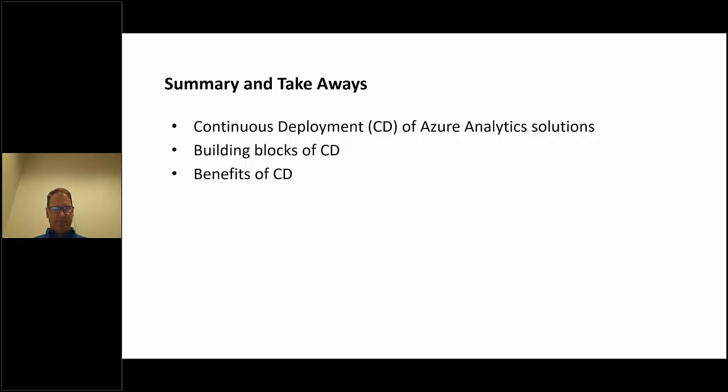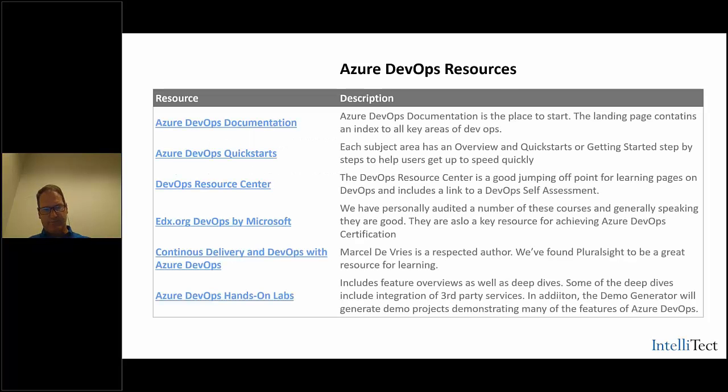So, summary and takeaways. Again, we explored the concept of continuous deployment, the fact that continuous deployment can be done with Azure analytics solutions. Everything today, we have ARM templates, we have Azure Cloud Shell, PowerShell, the Azure CLI, various tools at our disposal that allow us to automate our deployments. That isn't good enough, though. We have these various building blocks.